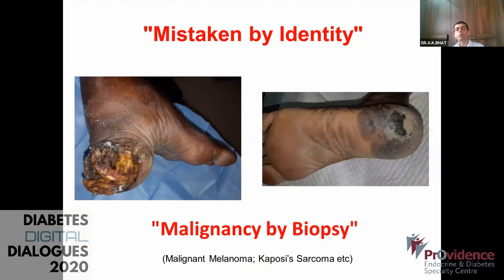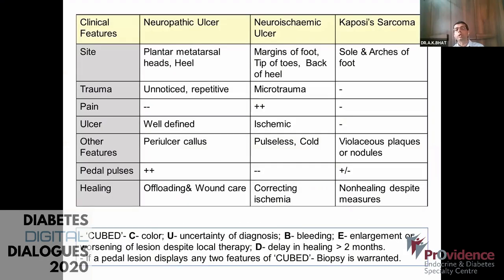So some of the common malignancies are malignant melanoma, which often occurs in the heel area, plantar area. And one good thing about these malignancies, you can remember this mnemonic CUBED, where they say if a pedal lesion displays any two of the features of CUBED, the biopsy is warranted. That is how they say in these cases of malignancy or suspected malignancy.